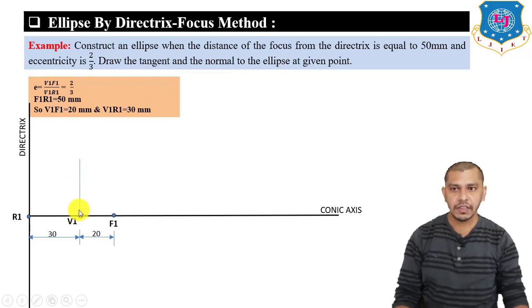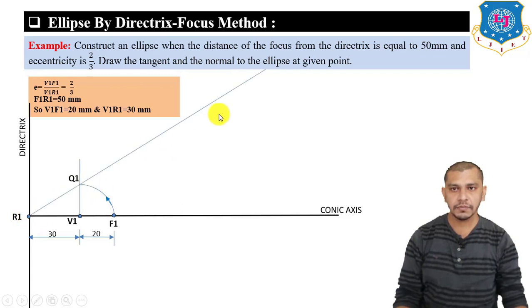Okay, after drawing this line, now measure V1F1 on the rounder and give an arc on this line, and mark this intersection point as Q1. Connect Q1 to R1. This angle will be less than 45 degrees. After drawing this line, from focus point F1, draw a line inclined at an angle of 45 degrees to the conic axis.